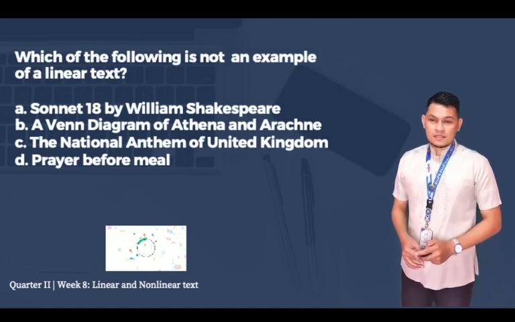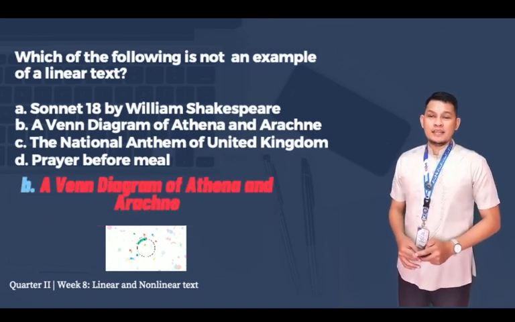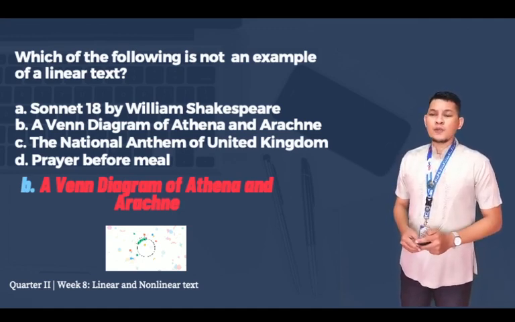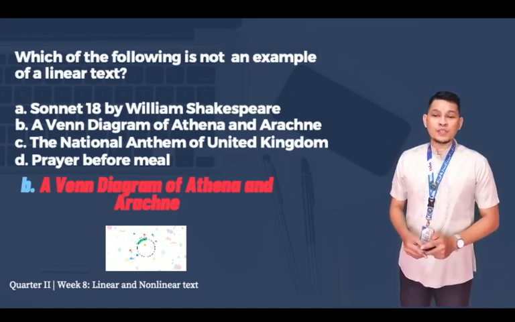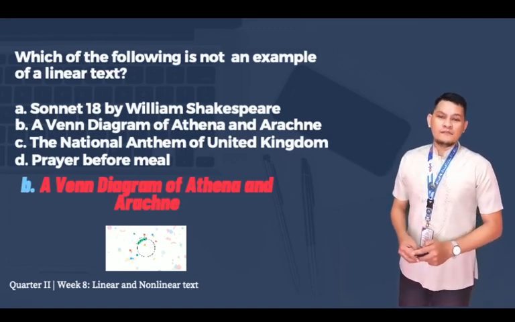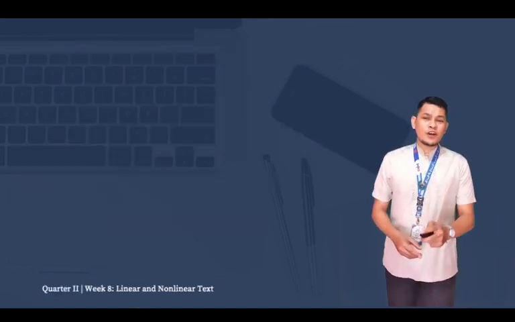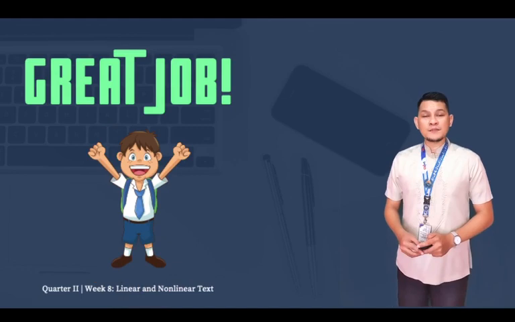Time's up. The answer is letter B, a Venn diagram of Athena and Arachne. A Venn diagram is a diagram that shows all possible logical relations between a finite collection of different sets. Great job, you all. Never thought that this lesson would be as easy as pie to you.